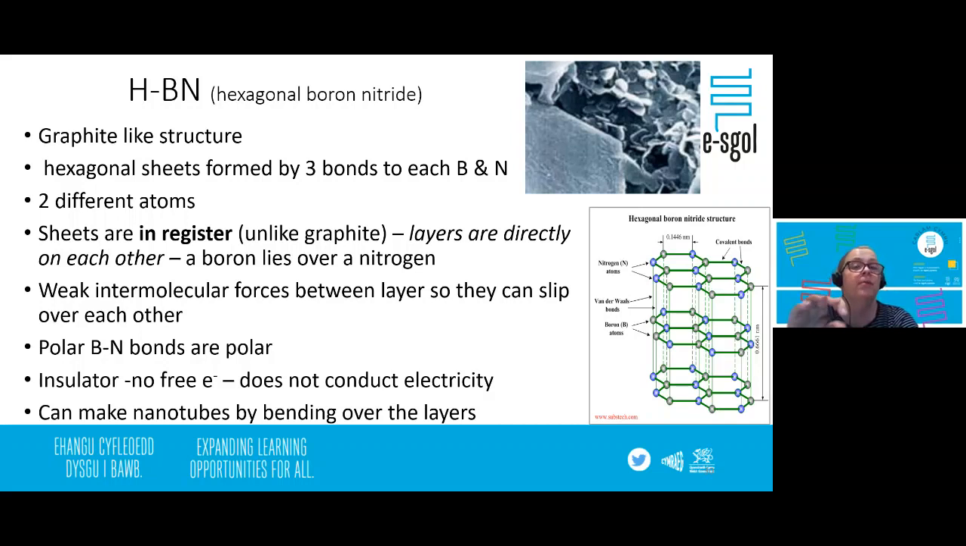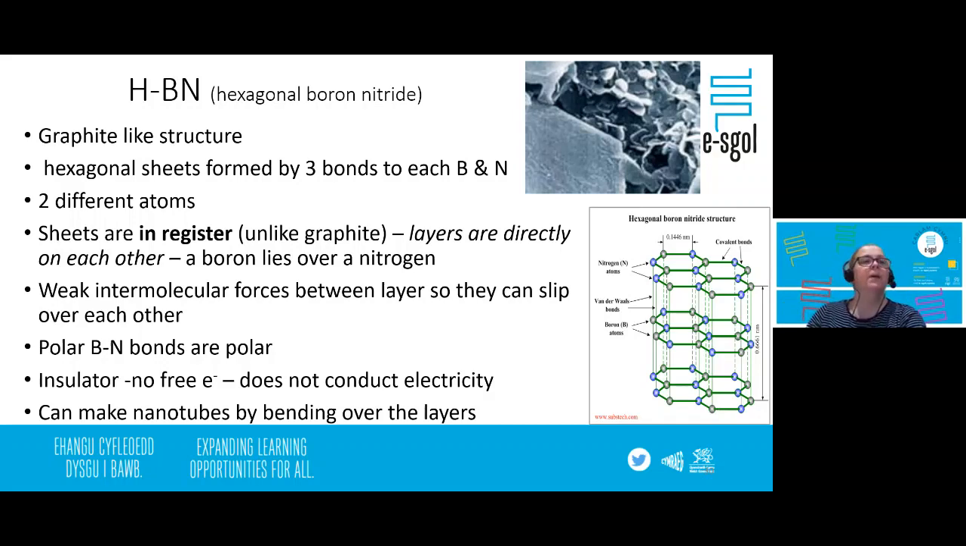So you've got hexagonal sheets formed by 3 bonds to each boron and nitrogen. The sheets are, in this case, in register. So unlike graphite, these layers directly lie above each other. You've got weak intermolecular forces, just as you have in graphite, between the layers. So they, again, slip past each other very easily. This time, however, you've got polar bonds present between the boron and nitrogen, primarily because you've got that difference in electronegativity. This time it's an insulator though, because you've got no free or delocalized electrons between those layers, so it does not conduct electricity, and that can actually make it a useful property. So you can make nanotubes by bending over the layers as a consequence of that.